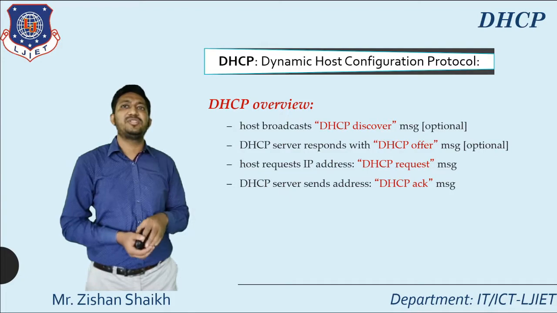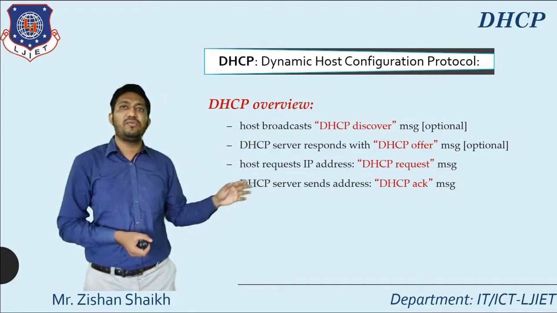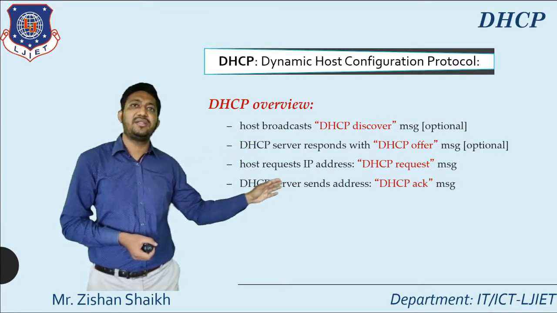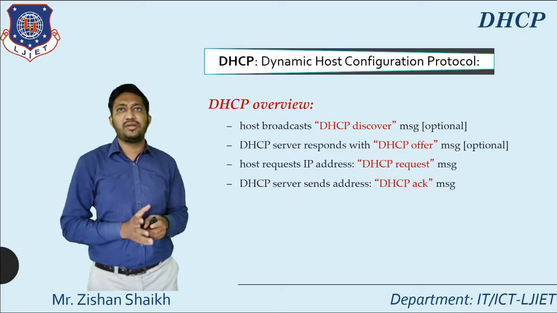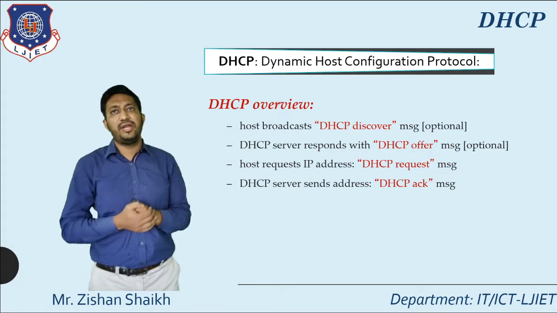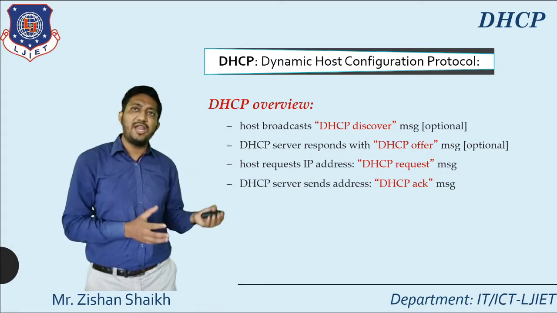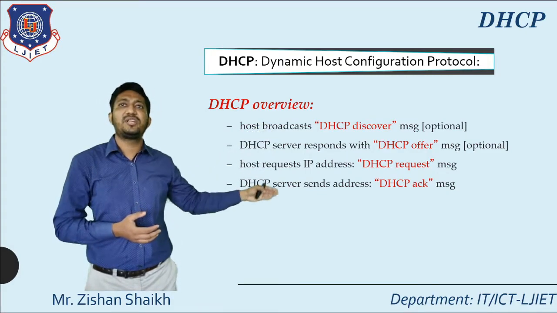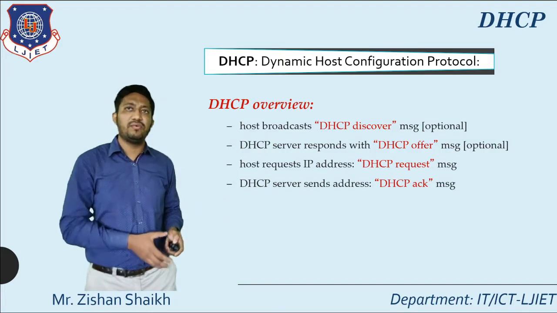Third one is the host requesting an IP address with the DHCP request. So in this step, the host is requesting some IP. In the last step, the DHCP server sends the address with the acknowledgement. So ultimately, when a particular client enters this network and wants a dynamic IP, these four steps will be followed one by one.